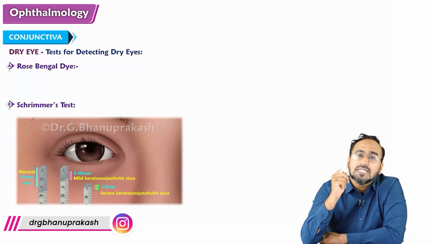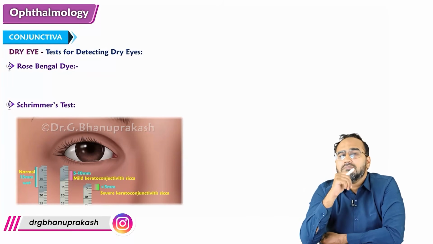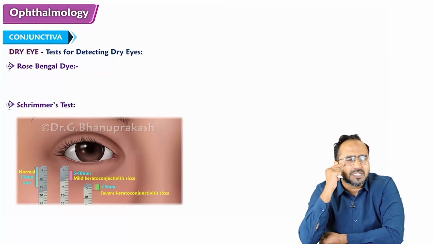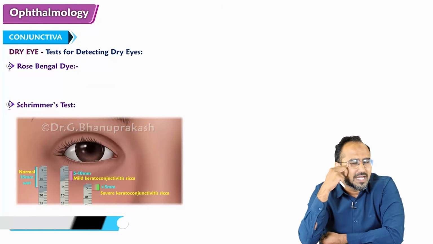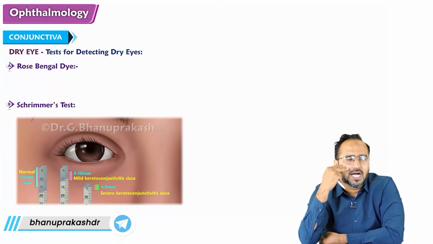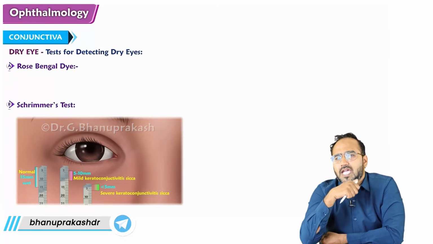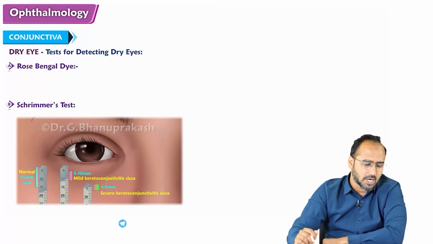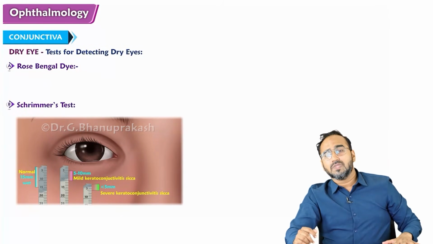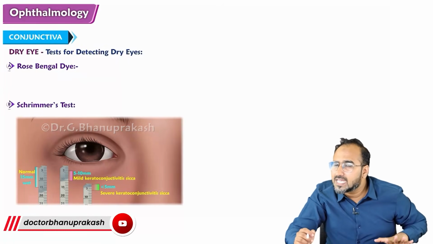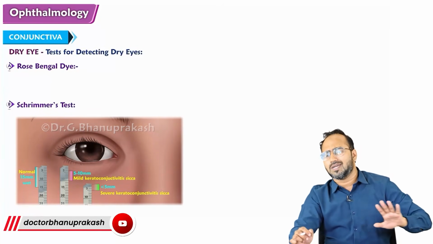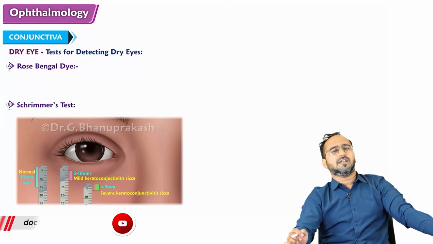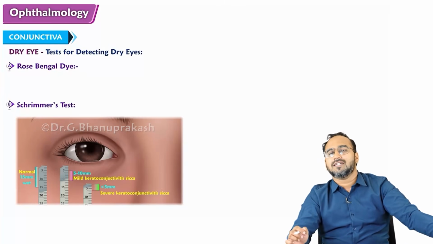Second is called what, guys? Schirmer's test. Schirmer's test means what? There is a paper called a Schirmer paper. You take the Schirmer paper and place 1/3 from the lateral side, 2/3 from the medial side into the eye and keep it for 10 seconds. After 10 seconds, you check how much of the paper is getting wet with tears. If more than 10 mm of paper is getting wet with tears, that means the eye is totally normal. The tears are very good. There is no dry eye. But less than 10 mm getting wet with tears means the patient is having dry eyes.